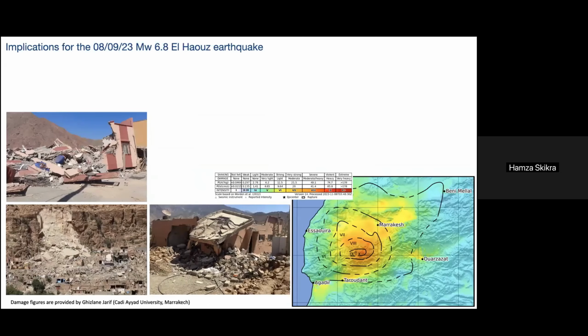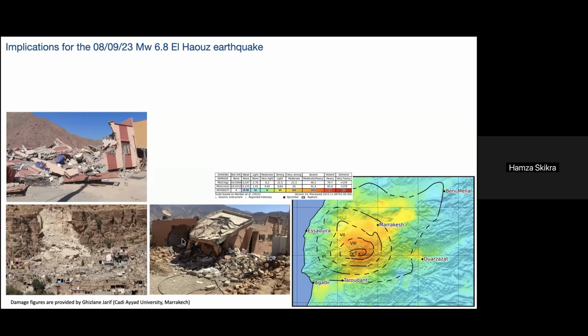Right, so this ongoing activity is manifested by the dramatic 8 September 2023 El Haouz earthquake with magnitude 6.8. This tragic event claimed more than 2,800 lives in the High Atlas, making it the most powerful earthquake known to date in the High Atlas.